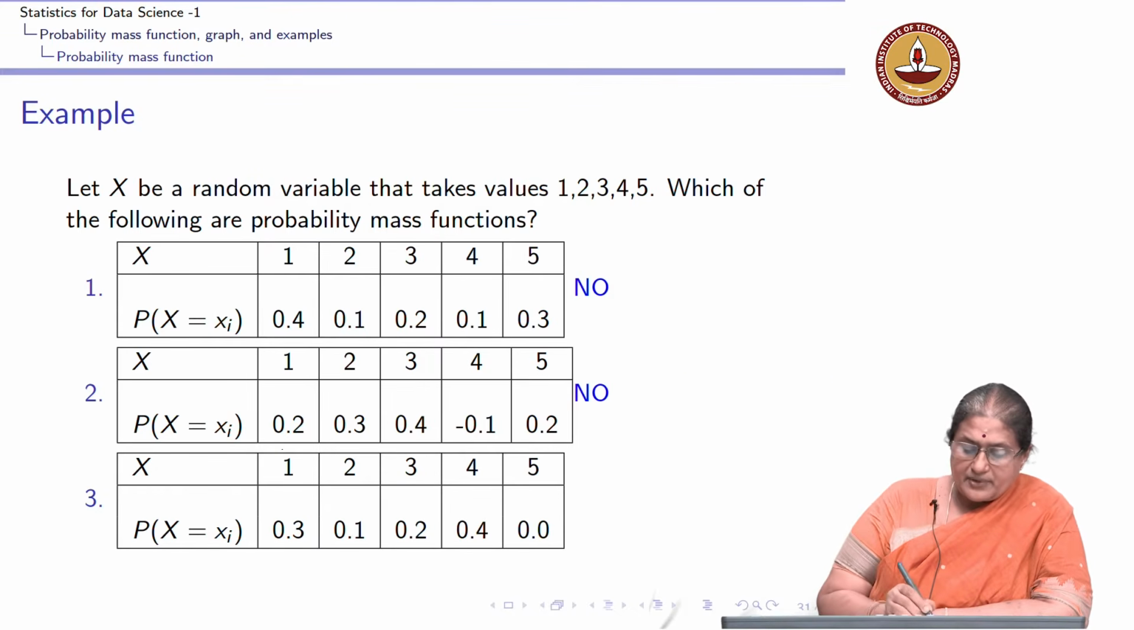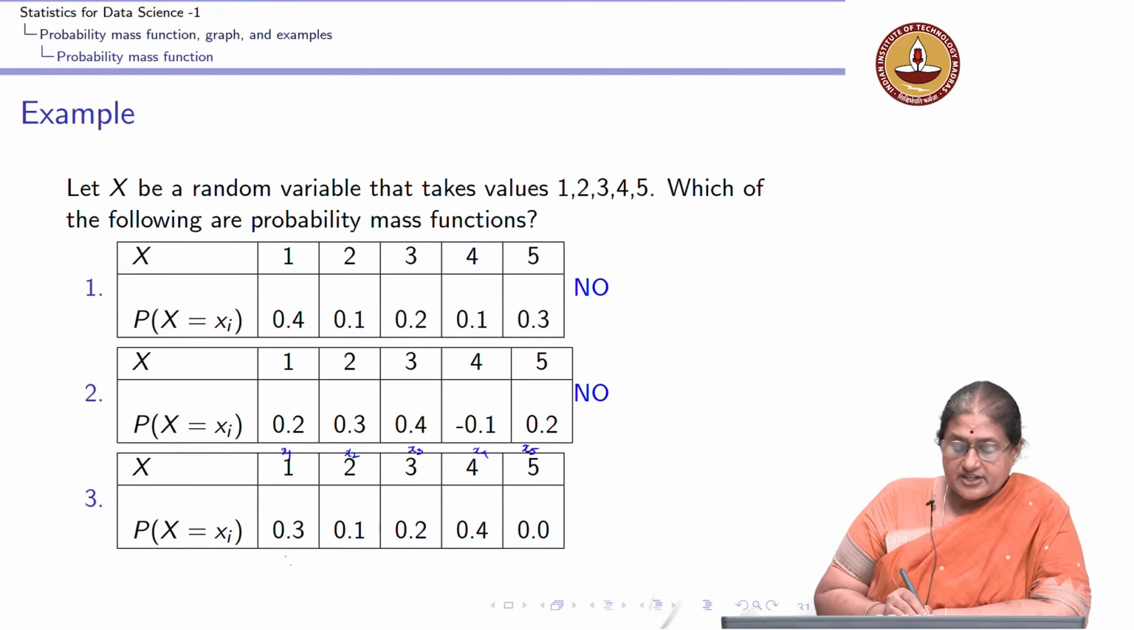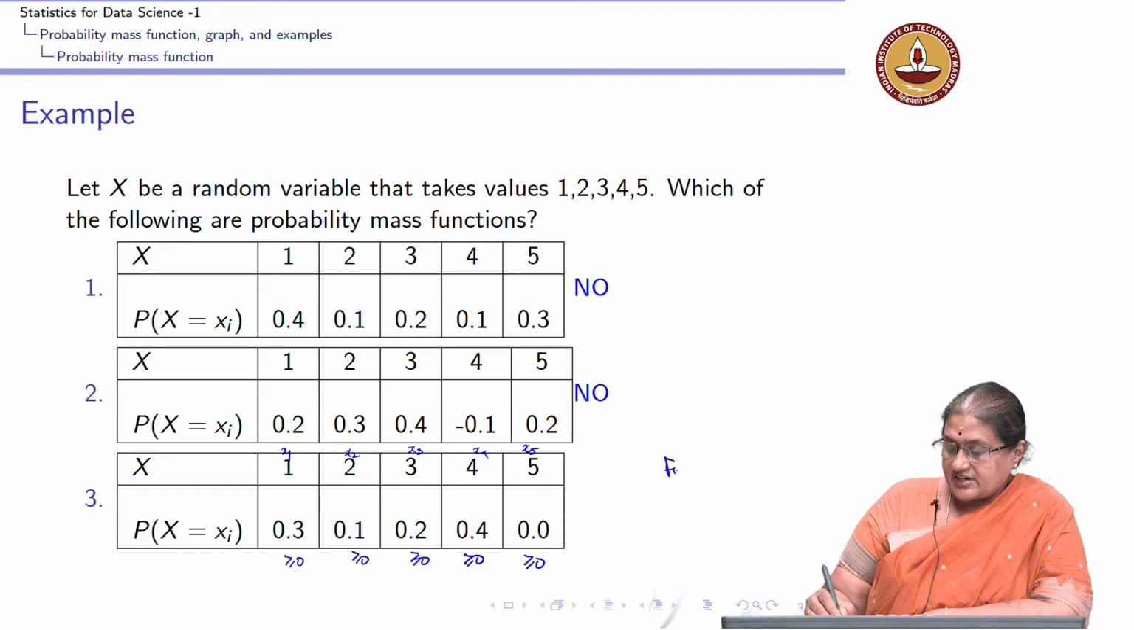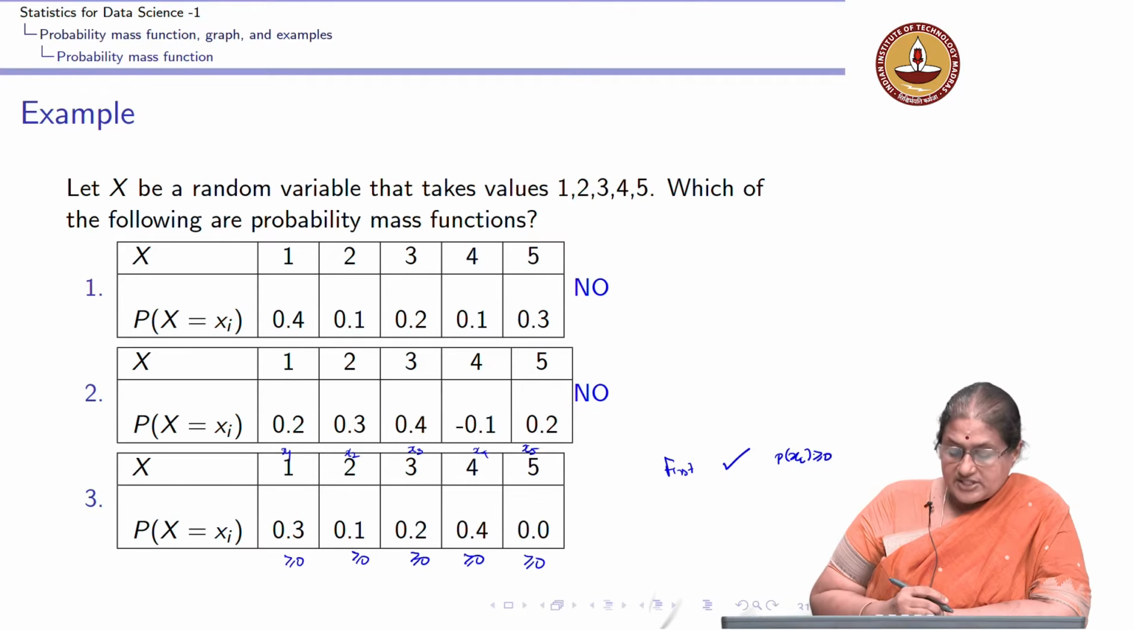In this example, again X takes the values x1, x2, x3, x4 and x5 with these probabilities. Let me check the first condition: greater or equal to 0, greater or equal to 0, greater than 0, greater or equal to 0, greater or equal to 0. The first condition, p of xi is greater or equal to 0, is satisfied.